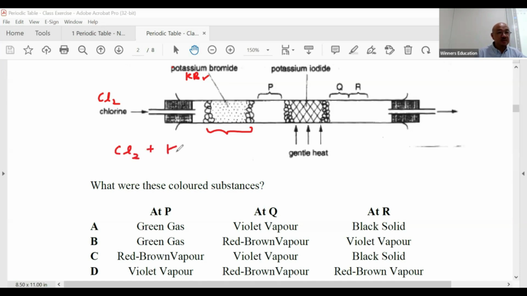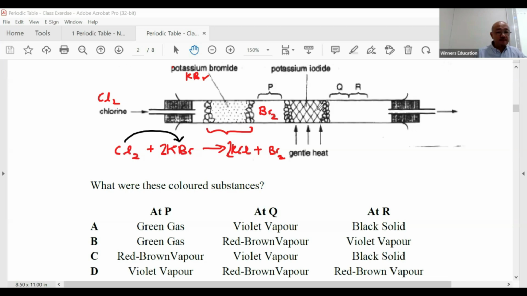Displacement reaction. Chlorine is more reactive than bromine. So what happens? You kick it out. And therefore, this is the equation. I balance it for you. Okay, everyone? Very fun, this one. Let's keep it simple. I finish it. Now, so what is at P right now? P will therefore be bromine.